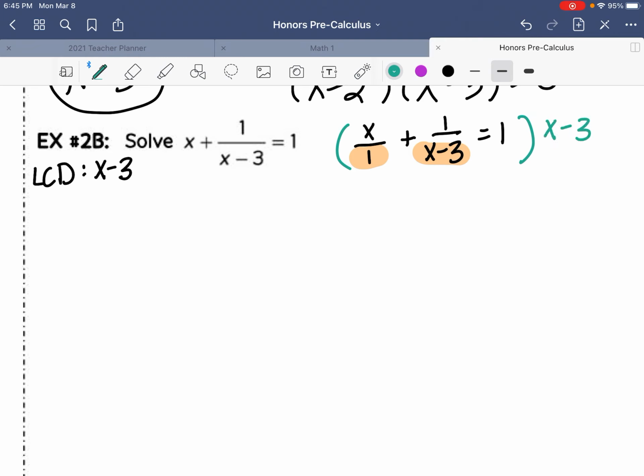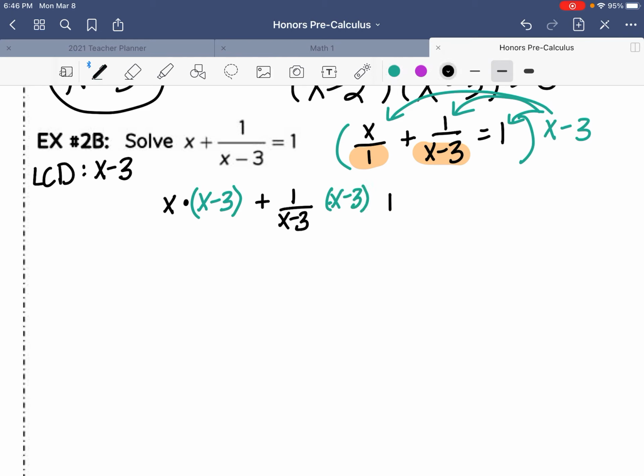All right, so when doing that, I'm not going to draw the arrows this time, but we're multiplying this entire thing to all 3 pieces, okay? So I have x times x minus 3. I would definitely put that in parentheses just to remind myself that I'm multiplying the whole thing, plus 1 over x minus 3 times x minus 3 equals 1 times x minus 3.